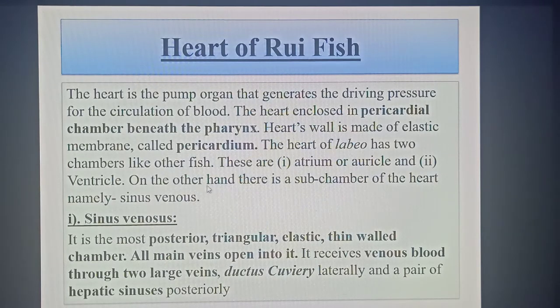On the other hand, there is also a subchamber. This subchamber is called the sinus venosus. Now we have to know about the features of the atrium, ventricle and sinus venosus. So look, what about the sinus venosus? The sinus venosus is the most posterior, triangular, elastic, thin-walled chamber. All the main veins open into it. The sinus venosus receives venous blood, meaning deoxygenated blood, through two large veins, namely the ductus cuvieri and a pair of hepatic sinuses posteriorly.